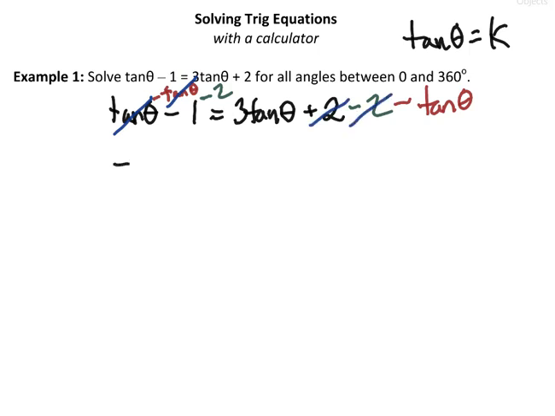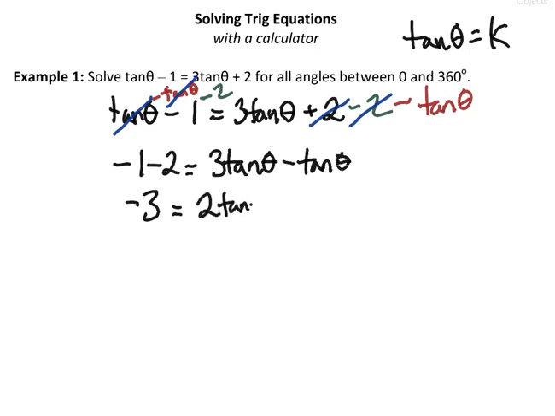All right, and I'll be left with negative 1 minus 2 over here, and on this side, 3 tan theta minus tan theta. Now I can collect like terms, so negative 1 minus 2 is negative 3. Over here I have 3 tan theta minus 1 tan theta makes 2 tan theta. I need to get tan theta on its own, so divide both sides by 2. The 2's cancel there, and that gives me negative 3 over 2 equals tan theta. So tan theta is negative 3 over 2.